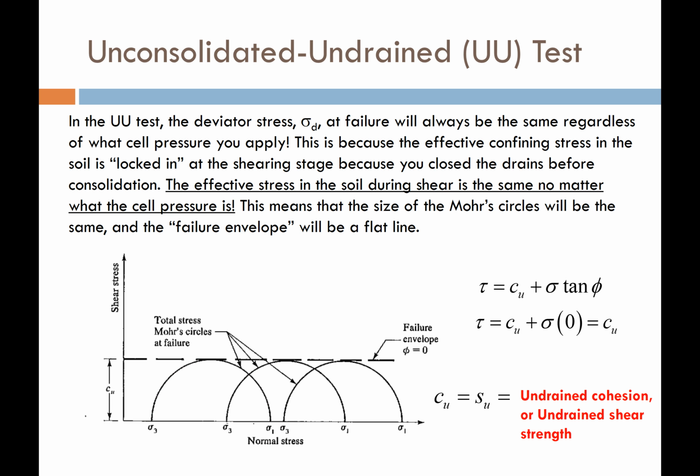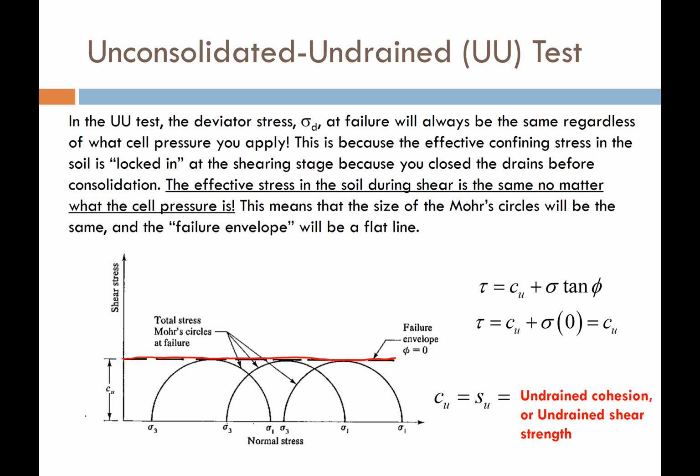So because of this, if we perform multiple tests and we draw the failure envelope tangent to all of these failure circles, what we see is that the failure envelope has a friction angle equal to 0. It's a horizontal failure envelope.